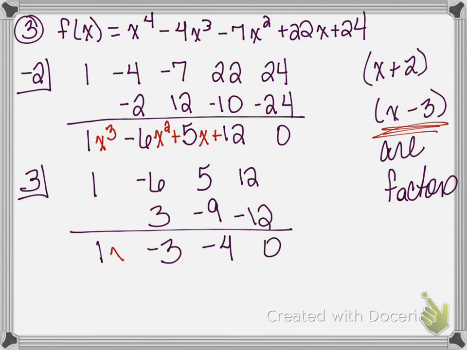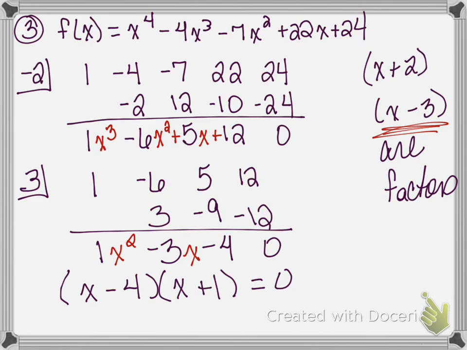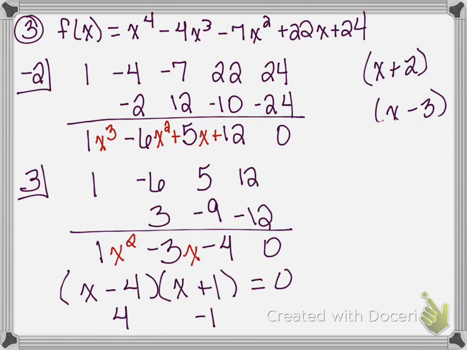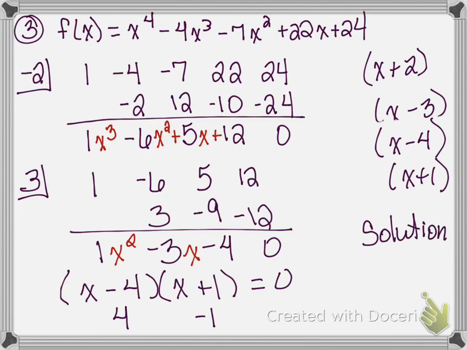Okay? Now I'm left with 1x squared minus 3x minus 4. That does factor. Okay, that factors to x minus 4, x plus 1. Is that correct? Yes. Okay, so then I have 4 and negative 1 as a factor. Now, all of my factors: I'm told 2 of my factors are x plus 2 and x minus 3. 2 more of my factors are x minus 4 and x plus 1. Those are my factors. My solutions are negative 2, positive 3, positive 4, and negative 1. Okay? So you do want to know the relationship between the solutions and the factors. Yes?